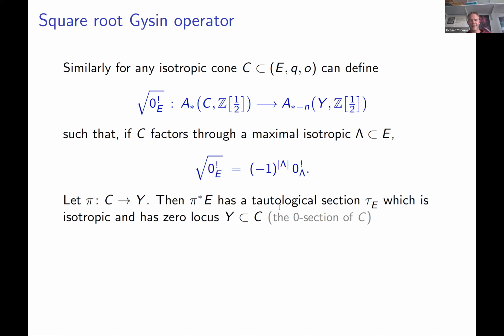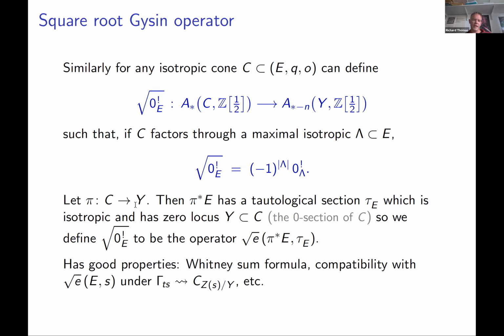Okay. And the fact that the cone is isotropic means that this tautological section, when restricted to this cone, is isotropic. And so what you can do is you can localize, you can take the square root Euler class that we took before of this pullback bundle and localize to the zeros of this tautological section, but that is just the original Y, the support of the cone, the zero section of the cone.